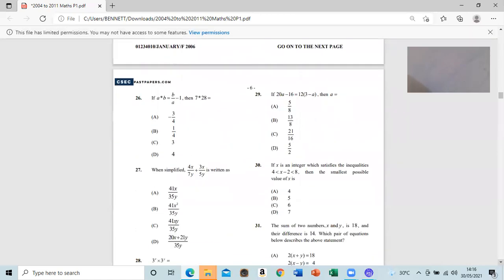I do this on my channel also. If A asterisk B is equal to B over A minus 1, then 7 asterisk 28 is equal to. So what is B? B is 28, right? So 28 divided by A, which is 7, minus 1. That will give us 4 minus 1. I did this on my channel some time ago. I can't force you guys to watch it, you know.